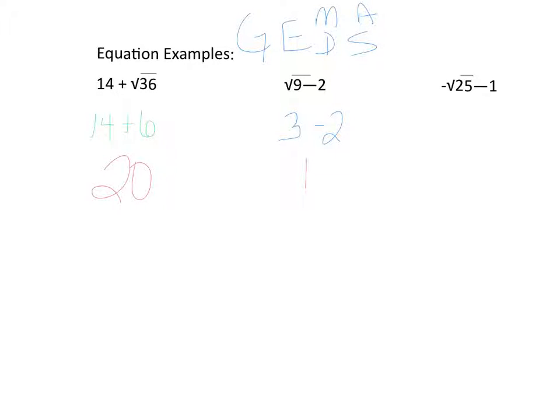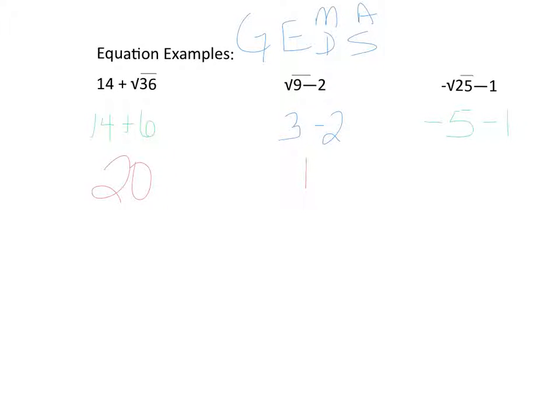Going on to the last one, we have negative square root of 25 minus 1. That negative is not going anywhere. The square root of 25 is 5 because 5 times 5 is 25. The negative was outside, and remember that the negative outside means that it's going to be the opposite of. So we're wanting the opposite of the square root of 25. If the square root of 25 is 5, the opposite of that would be negative 5.